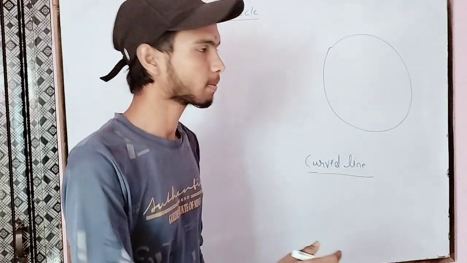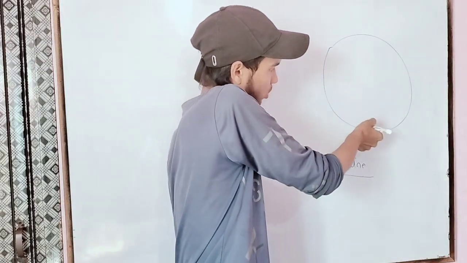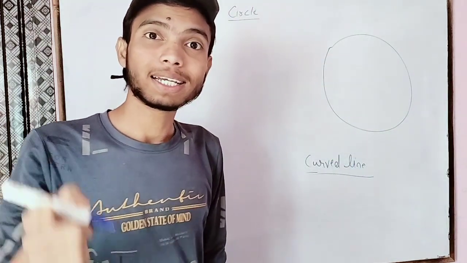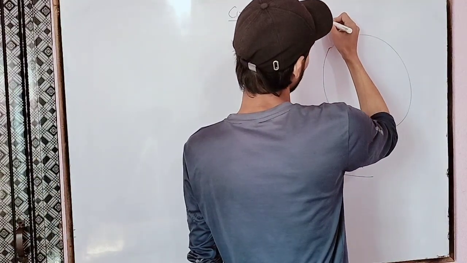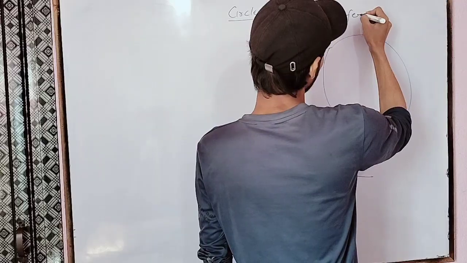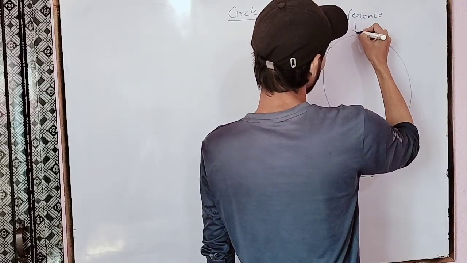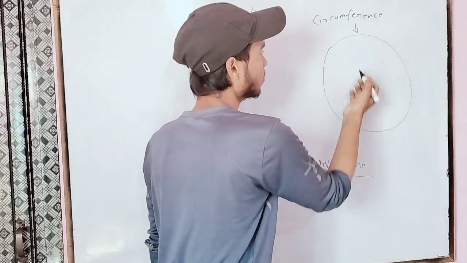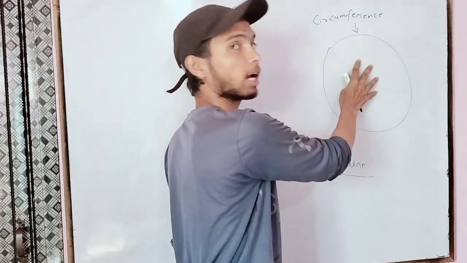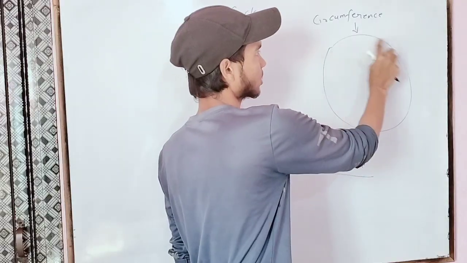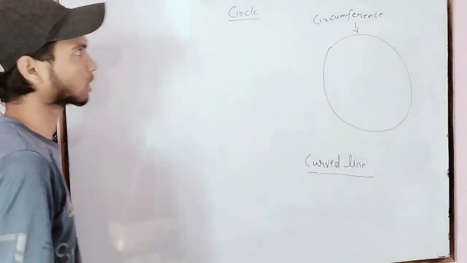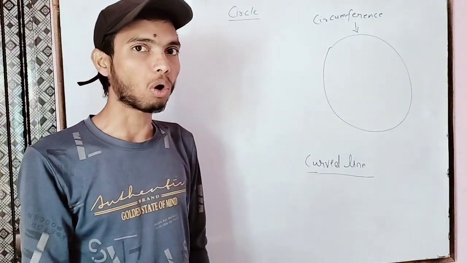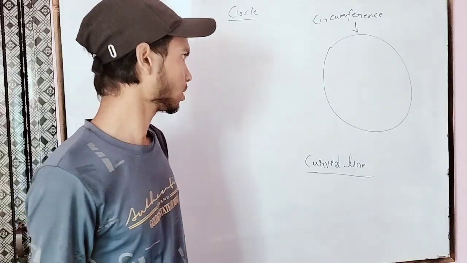Now our topic: this closed curved line is the circumference. Circumference. I'm not talking about the area, not this area. I'm talking about this closed curved line, which is the circumference of this circle.